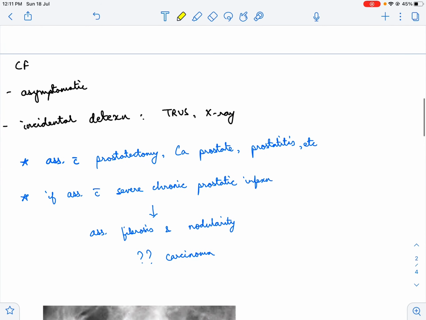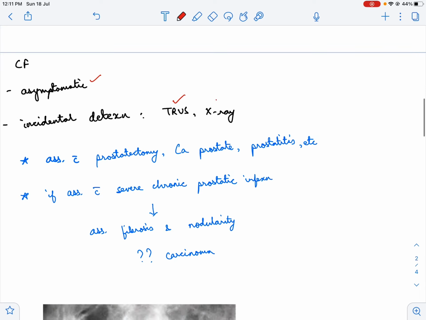Now, coming to the clinical features, most of these prostatic calculi are asymptomatic. They do not cause any symptoms per se, but they may be associated with other conditions which are the cause for symptoms. So, when the patient comes to you and you are getting investigations done or you're treating him for some other condition, you are going to incidentally detect these calculi. For example, you do a TRUS, a transrectal ultrasound, or if you do an X-ray of the pelvis, you might see a calcified structure.